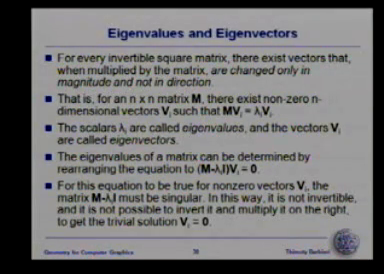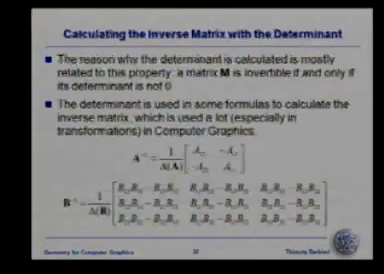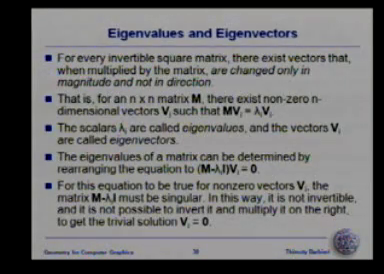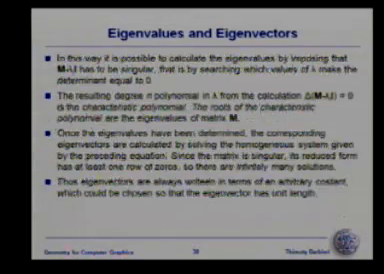In order to avoid that the trivial solution is possible, we need to ask that the matrix M minus the eigenvalue multiplied by the identity must be singular. What's a singular matrix? Didn't I say it? The determinant is 0. In this way, it is not invertible. If it is not possible to invert it and multiply to the right, you can't have the trivial solution. So that's the trick.